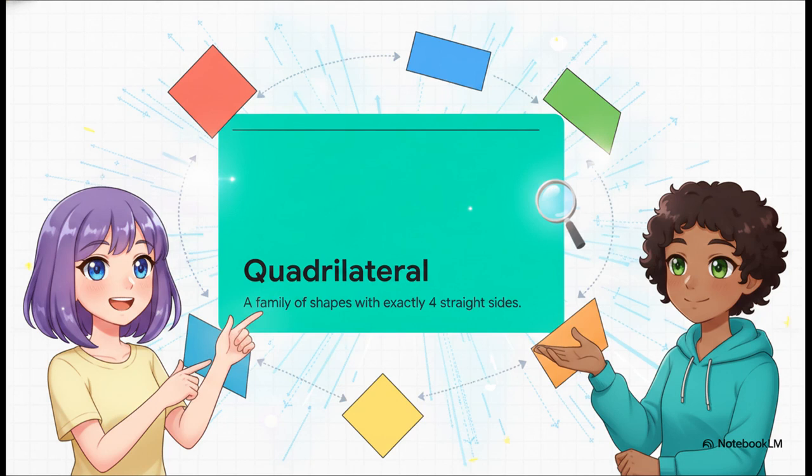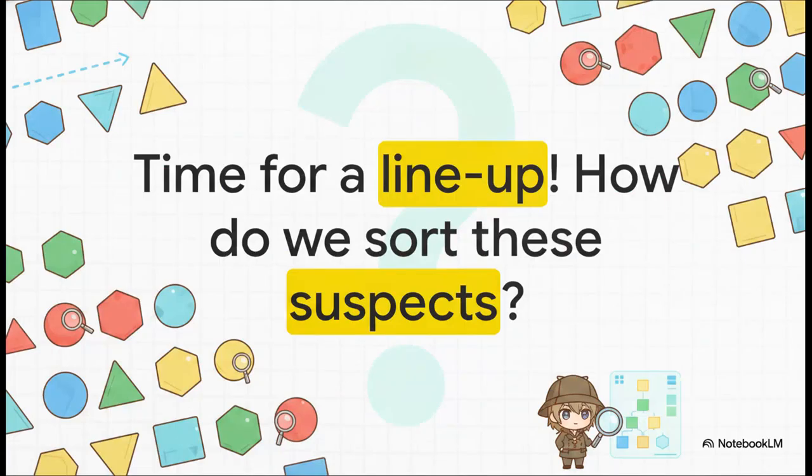Well, the clue is right there in the name. Quad means 4, and lateral means side. So any 2D shape that has exactly 4 straight sides gets an automatic membership into this quadrilateral family. Rectangles? Yes. Squares? Yes. But as we'll see in just a second, they definitely aren't the only ones on the guest list. Now that we have our profiles and our vocabulary totally locked down, it is time for a lineup.